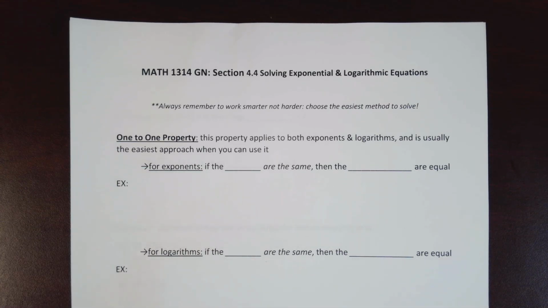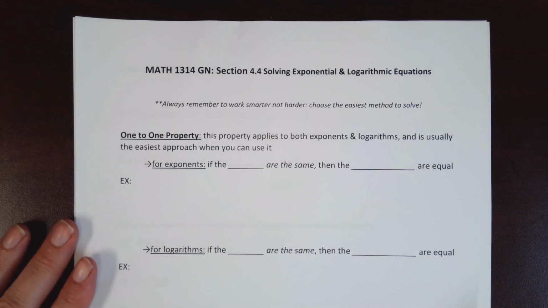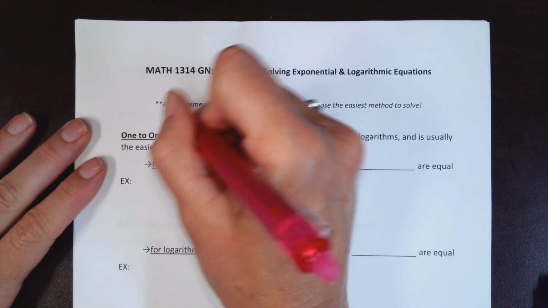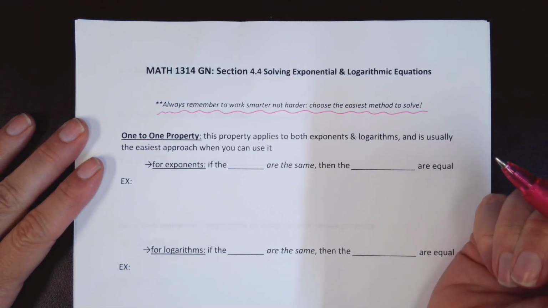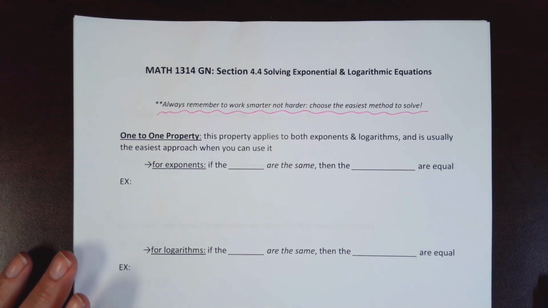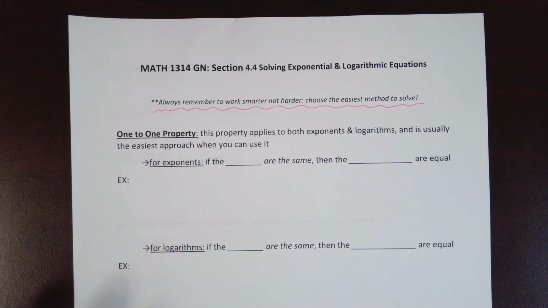Welcome back. So in our last section for chapter 4, we're going to put together everything that we've learned about working with exponential and logarithmic expressions and equations, and we're going to start solving some equations. Now, general rule of thumb in life as well as in math, always remember, work smarter, not harder. Choose the easiest method you can to solve. There's almost always more than one approach to a problem. If you can figure out the simplest and quickest version, you're more likely to get there without mistakes.